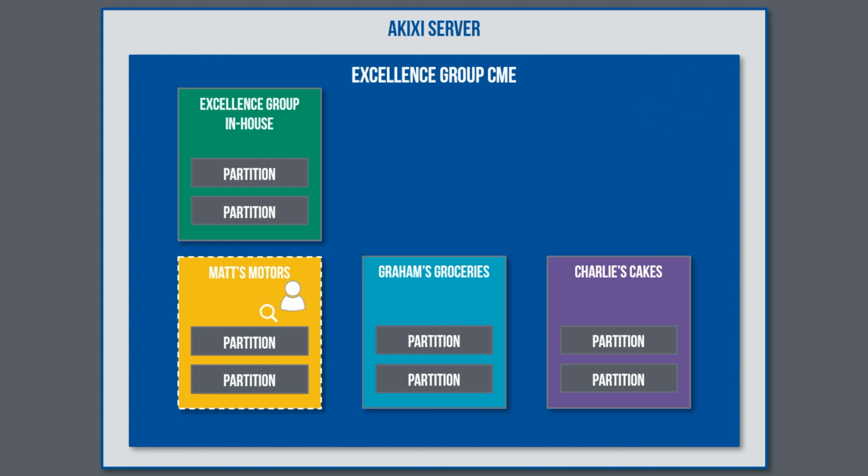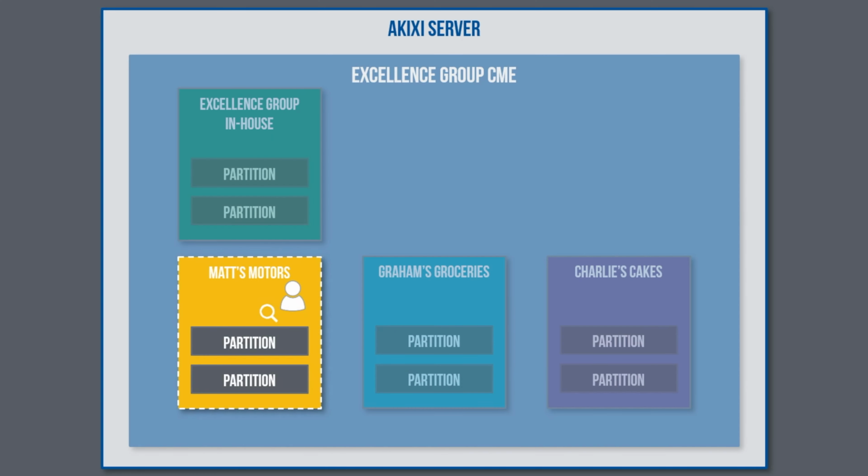Let's now look at a user who only has access to a single customer. In this example, we will look at Matt, who is an admin user within Matt's Motors site. When Matt logs in, he will only be able to access and manage the components within Matt's Motors company. He will not be able to view any of the data in any of the other customer sites. Only users who log in at the Excellence Group CME level will be able to see all of the sites and components within the CME.